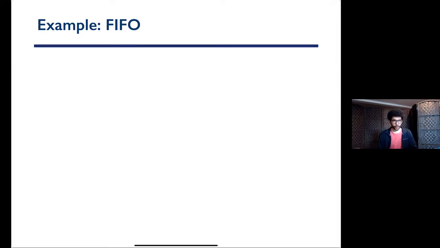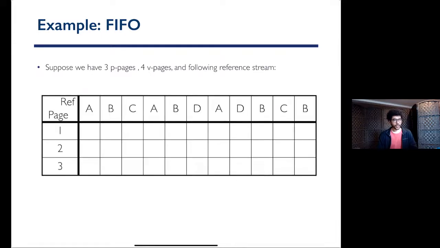Now let's look at FIFO. Here is an example. Let's say these are your references: you're going to access A, B, C, A, B, D, A, D, B, and then C, B. Initially, let's assume that your memory has only 3 pages. Your memory is free, so you're going to cache A, cache B, cache C. At this point, your memory is full.